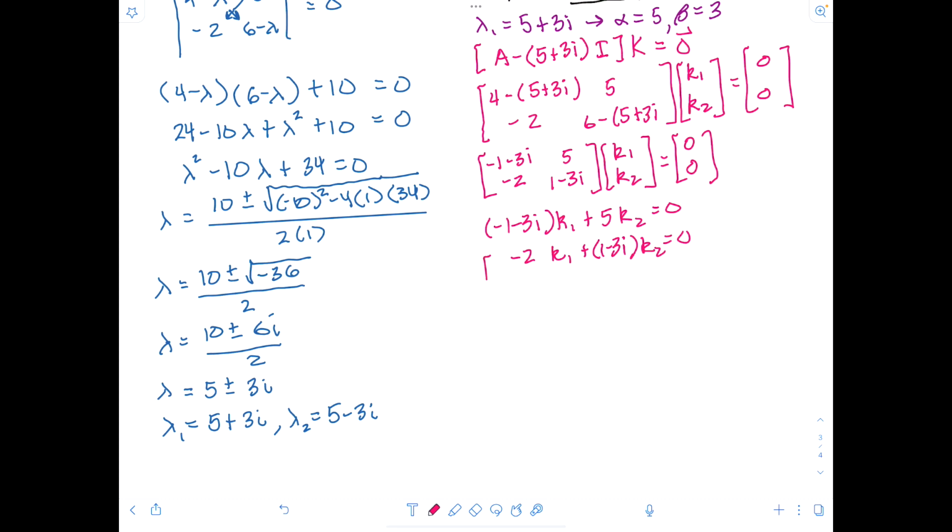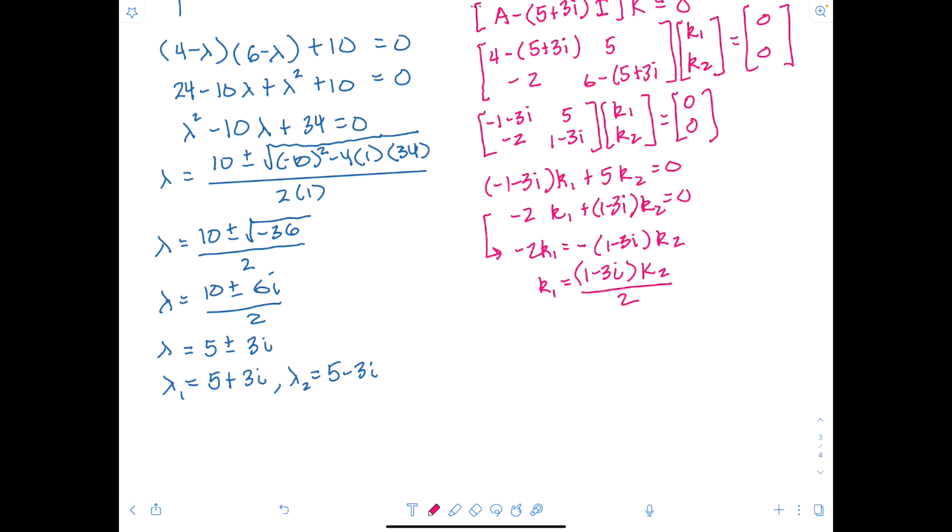So from this second equation, we'll have negative 2 k1 would be negative (1 minus 3i) times k2, which will give us k1 is equal to (1 minus 3i) times k2 all over 2. And then now we just need to let k2 equal whatever we want. So let's let it equal 2, because then the 2's will divide out. Then k1 is going to equal what? Beautiful. 1 minus 3i. Groovy?